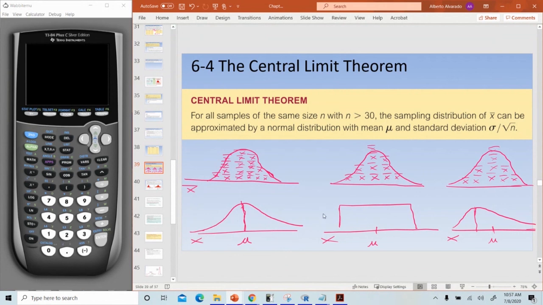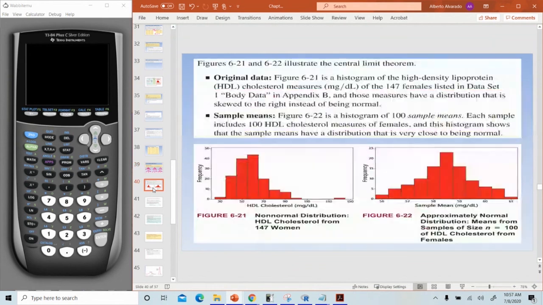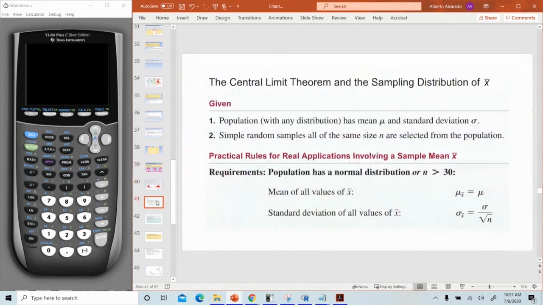And in fact, not only do we know that it's not going to be as spread out, we actually know by what factor it's going to condense. So it's going to be the same standard deviation divided by the square root of the sample size. So that's the central limit theorem, which is a pretty big result there.